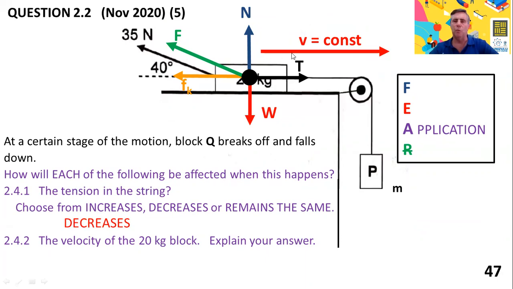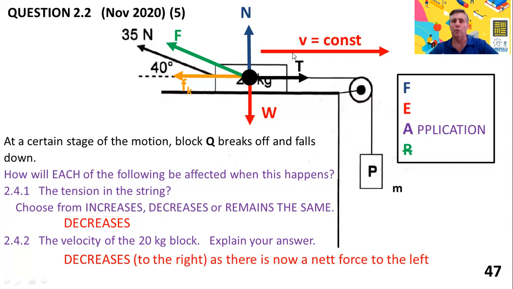Well, it was moving to the right at constant velocity, but now the tension force pulling it to the right has decreased. So therefore, the velocity to the right will decrease because there's now a net force to the left, because this tension force, which was exactly balancing the other forces, has now become less. So eventually, in fact, this mass piece would slow down till it came to a stop and then start moving in the opposite direction.